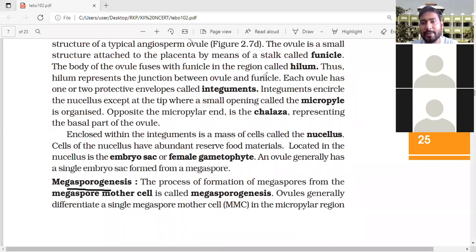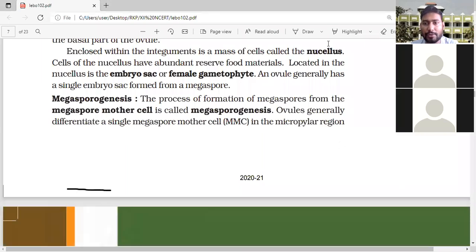Megasporogenesis. I already told the megasporogenesis story. It is a very simple story. The process of formation of megaspore from the megaspore mother cell is called megasporogenesis. Ovules generally differentiate a single megaspore mother cell in the micropylar region.